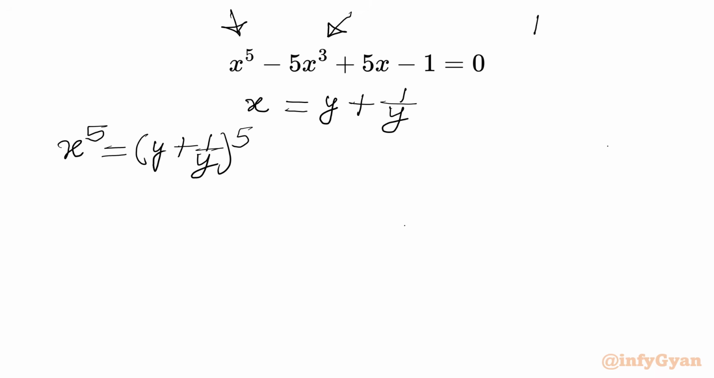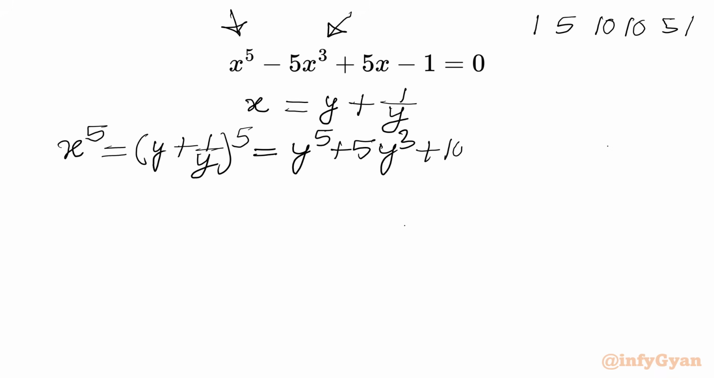We know expansion coefficients for whole power 5: 1, 5, 10, 10, 5, 1. So we can write expansion: y power 5 with coefficient 1. Next coefficient is 5, so 5 times y power 4 times 1 over y, 5y cube. Next is 10, so 10 times y cube times 1 over y square, it is 10y. Plus, next is 10, 10 over y. Next is 5, 5 over y cube. Next coefficient is 1, so 1 over y power 5.